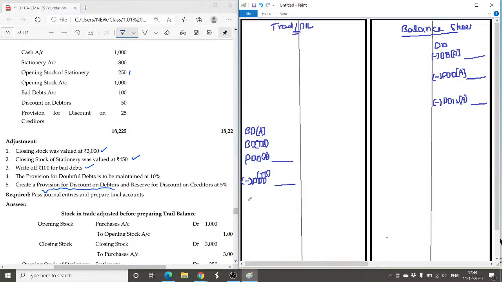Usually we are creating provisions from the P&L account. Otherwise, the P&L account is debited and created here. So provision for discount on debtors, given in the adjustments, is to be created. If the provision already exists, that can be posted on the opposite side, or you can subtract from here. That way also you can do it. So I'll write it short this way: provision for discount in the adjustments, the amount available in the adjustment, minus provision for discount in the trial balance. The one in the trial balance should be subtracted.